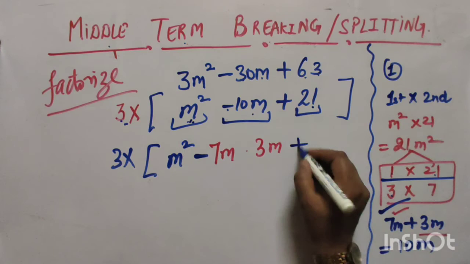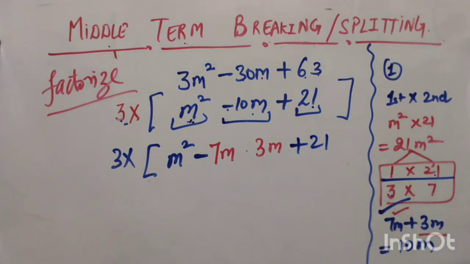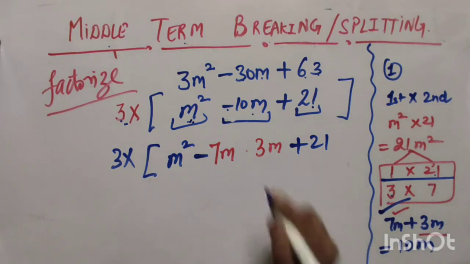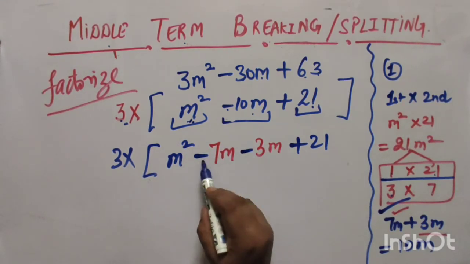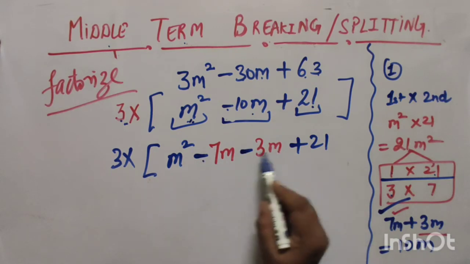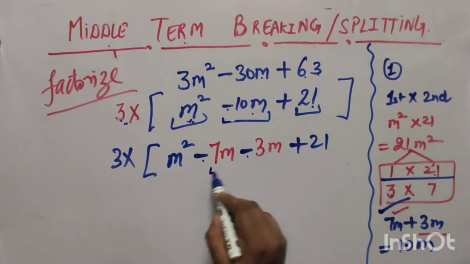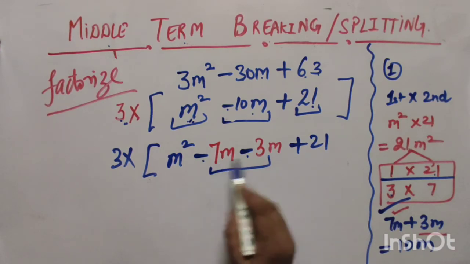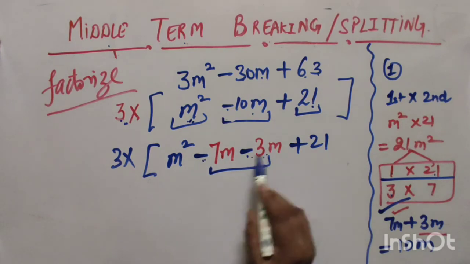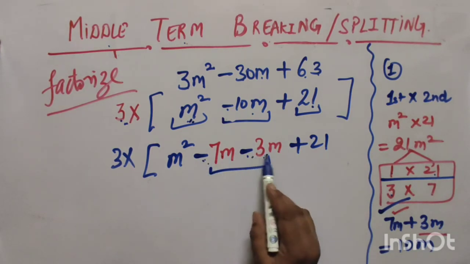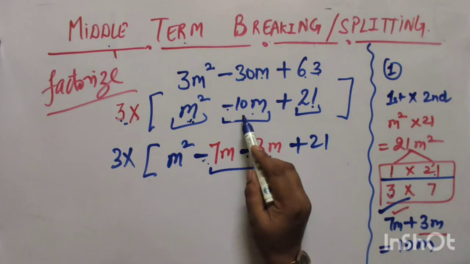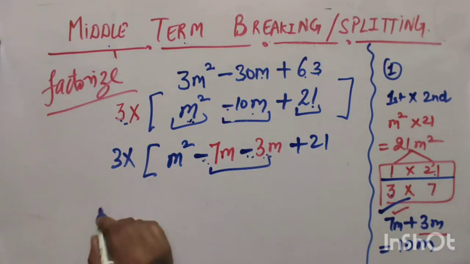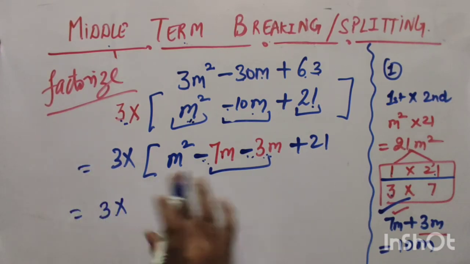Right? Now we are going to copy down plus 21 as it is. Now the question here: how will I be able to get minus 10m? Definitely by adding. Since my bigger number has a negative sign, I have to keep a negative sign here so that the addition can be carried forward. Right, children? Now you can see when you add negative 7m and negative 3m, it will give negative 10m.